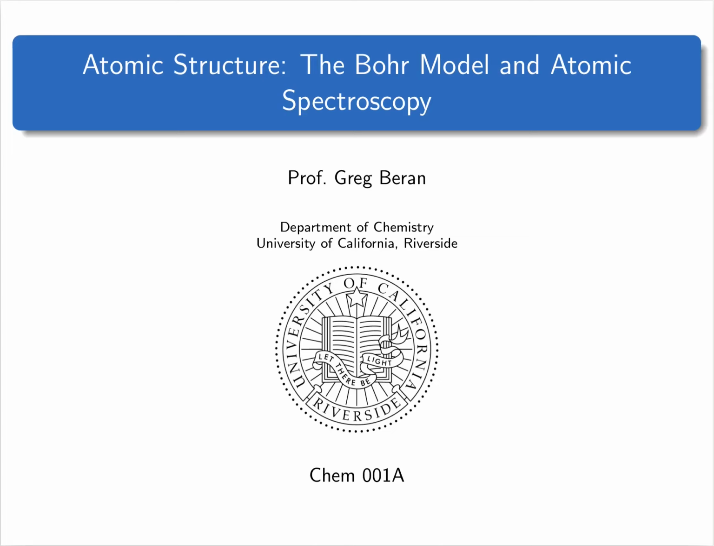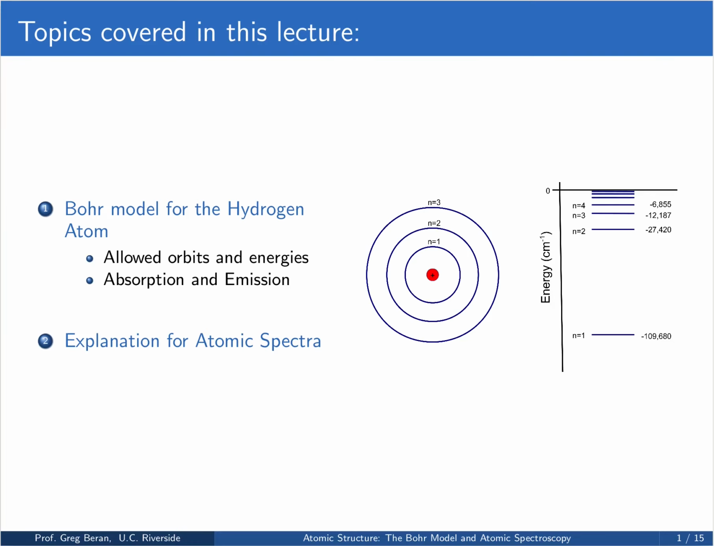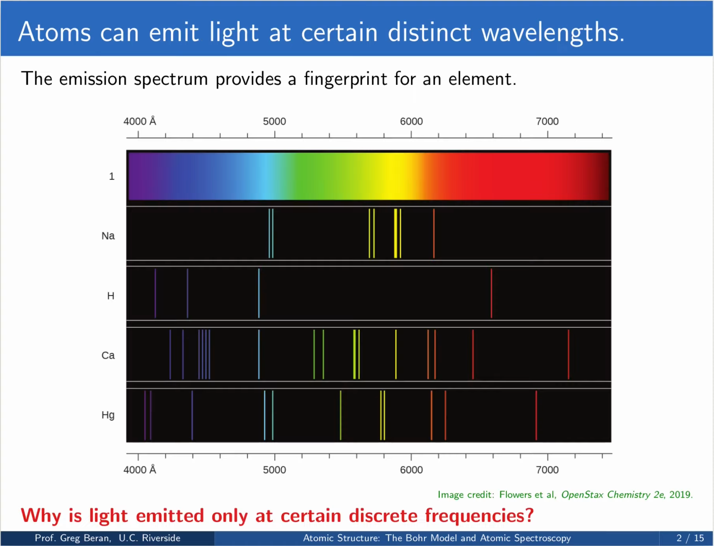In this lecture, we're going to talk about the Bohr model and how we can use that to explain atomic line spectra. So we'll start off learning about the Bohr model of the hydrogen atom and talking about what orbits and energies are allowed and how you can use that model to describe absorption and emission of light. And from that, we'll be able to explain the atomic spectra.